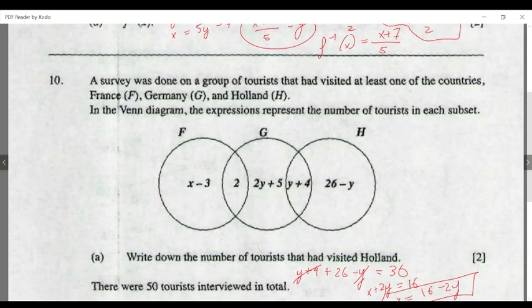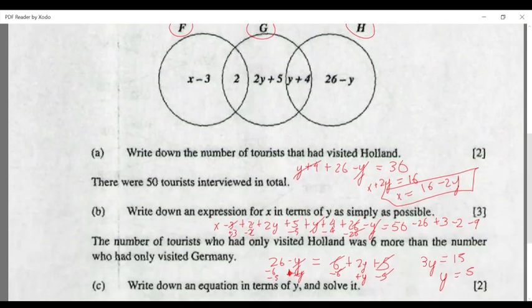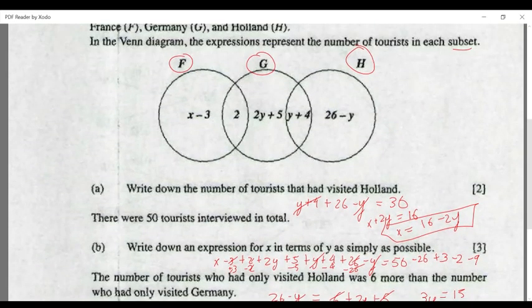So a survey was done on a group of tourists that had visited at least one of the countries France, Germany, Holland: F, G, H. In the Venn diagram, which is this thing, the expressions represent the number of tourists in each subset. So all you have to do is carefully follow this and you'll do fine.